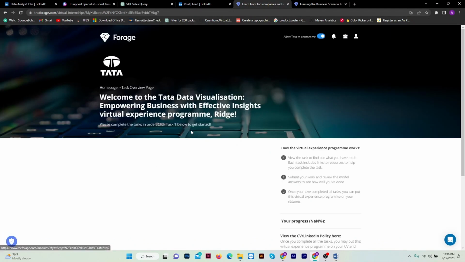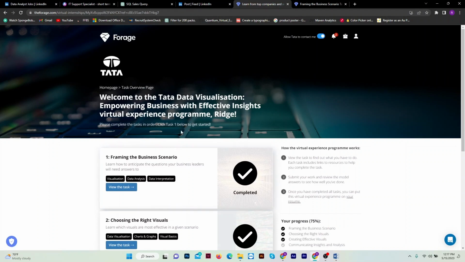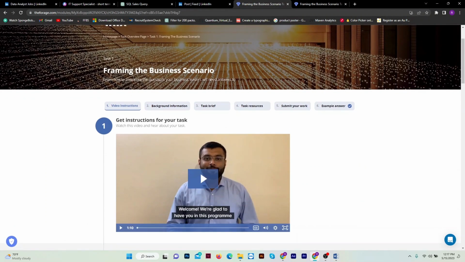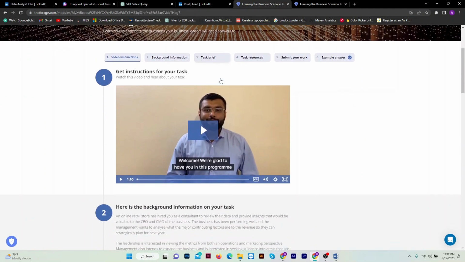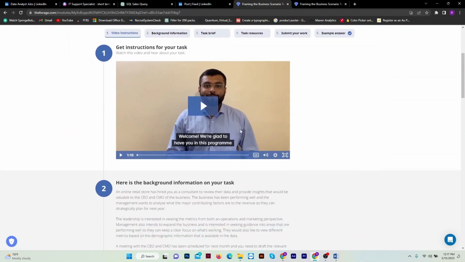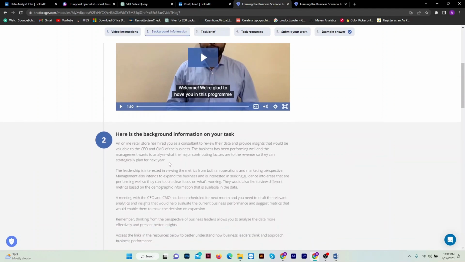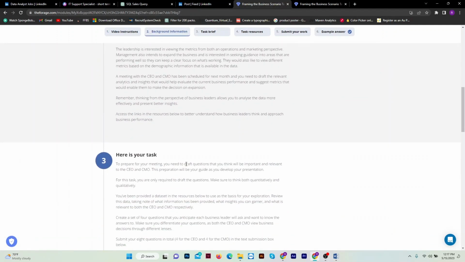Once you have selected the project, you will find that this project has been divided into 3 tasks. The first task is called framing the business scenario. Let's look at the first task and complete it. So click on view the task. In the first task, framing the business scenario, the first thing is that you are given instructions by the project manager at Tata, who will give you what you need to do, all the deliverables for this project, and then the background information and the task itself.